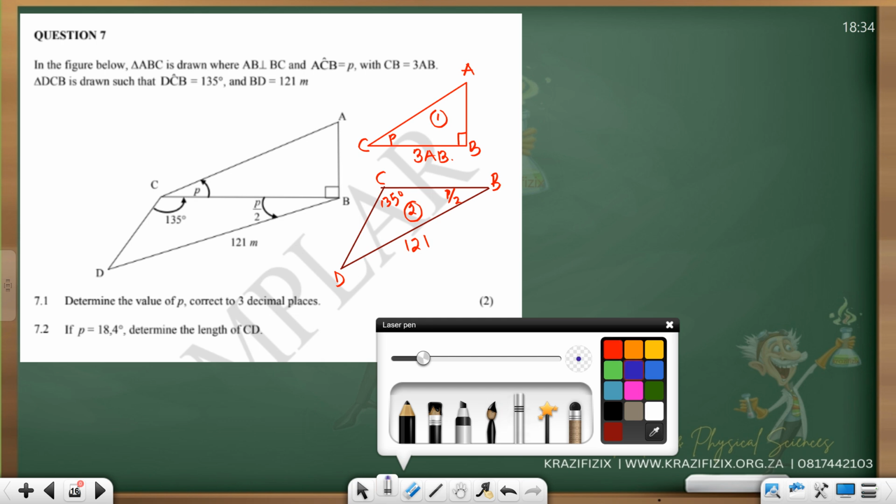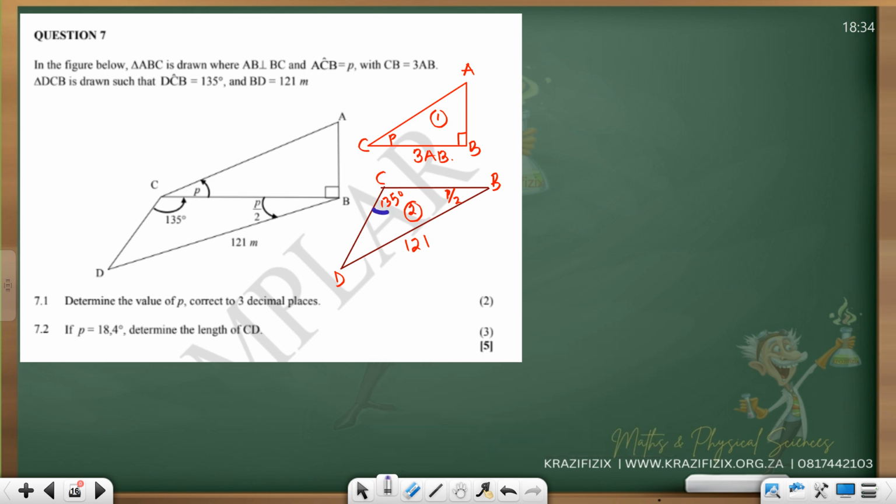Okay, let's quickly observe triangle 2. What do I have? I have an angle, I have a side. No, it's not going to work. Do you know why? Even if I want to try the sine rule, I cannot, and I cannot use the cosine rule. I don't have 3 sides, and I don't have 2 sides and an included angle. Why don't we go back to triangle 1?